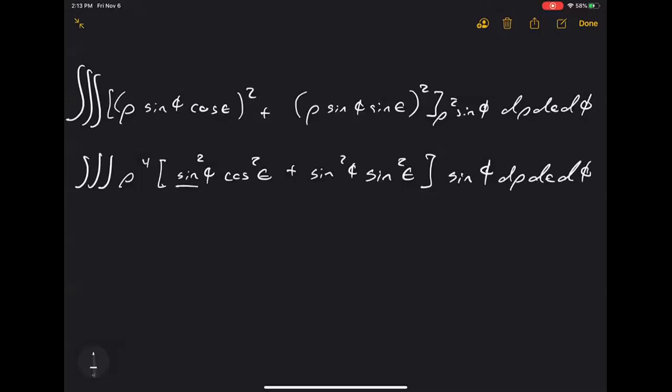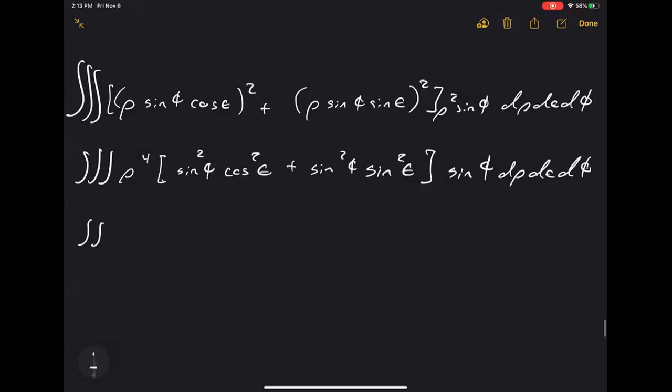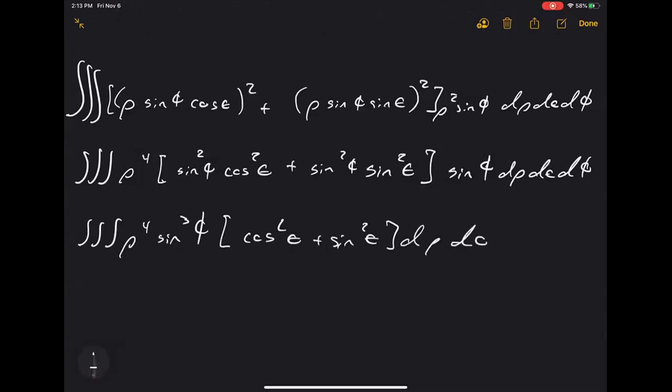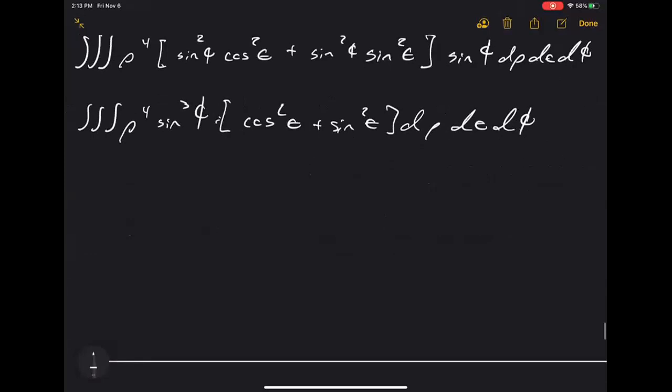Factor out the sine squared of phi for both of these, and so we've got another sine phi there. So we can rewrite this as rho to the fourth sine cubed phi times cosine squared theta plus sine squared theta, d rho d theta d phi. Well, cosine squared theta plus sine squared theta is just 1. So that simplifies matters a lot. We have rho to the fourth sine cubed of phi d rho d theta d phi.